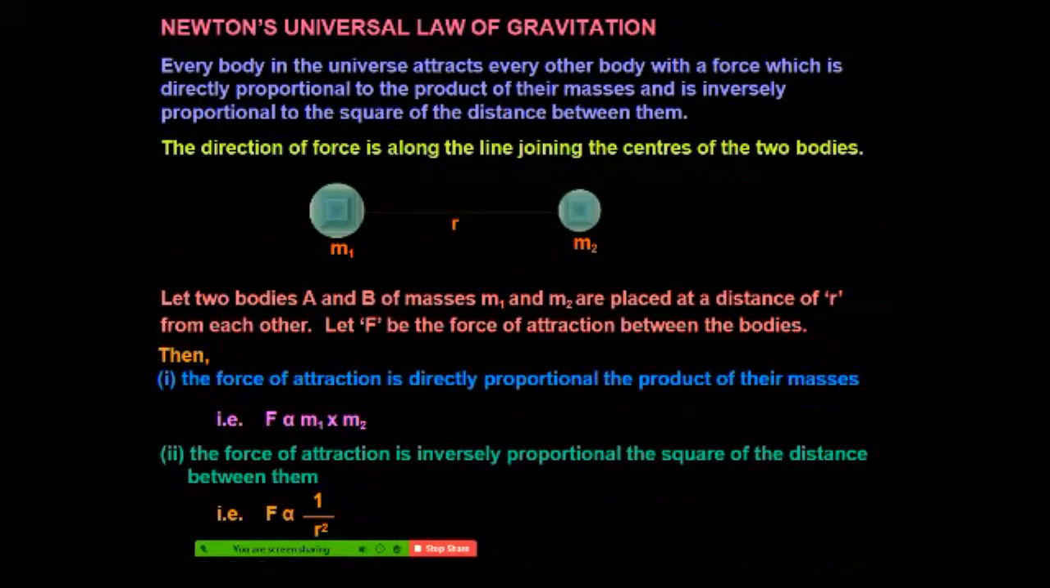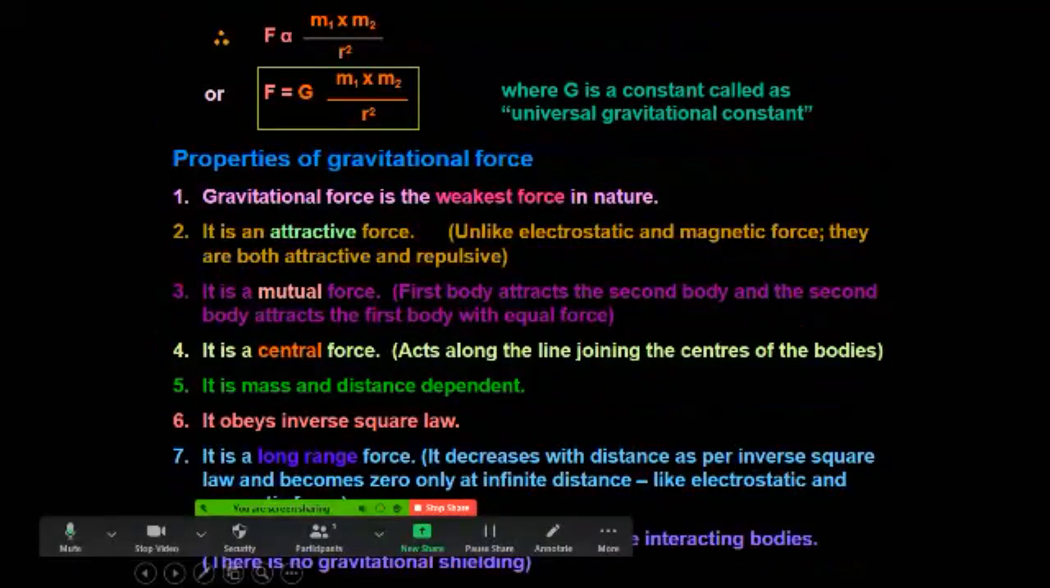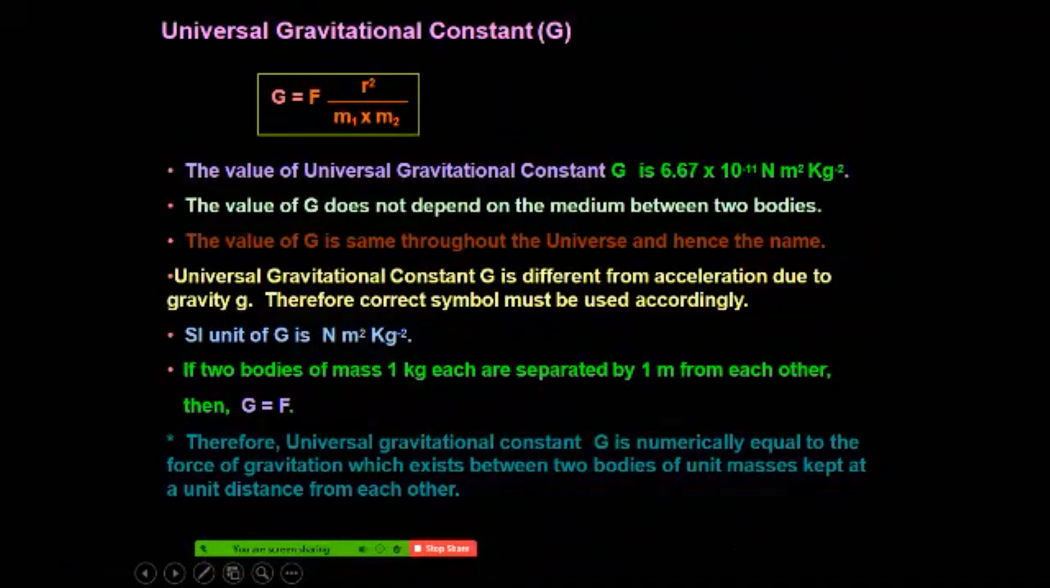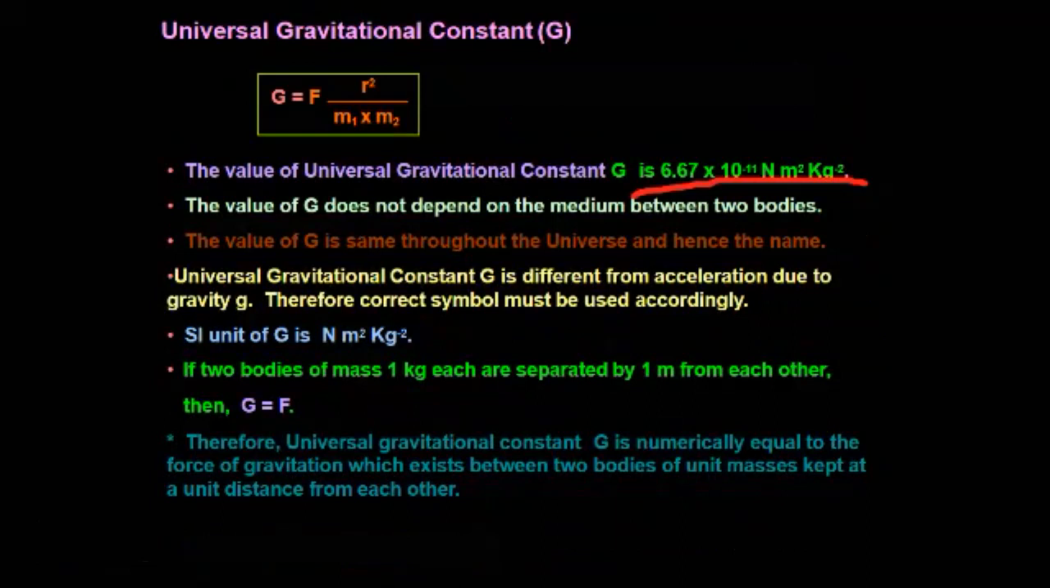So these two formulas you are having. So F is proportional to m1 and m2 by r square. So F is equal to G m1 into m2 by r square. G is the constant that is called universal gravitational constant, that capital G is equal to capital F r square by m1 into m2. So capital G is having the value 6.67 into 10 to the power minus 11. So this is the value.